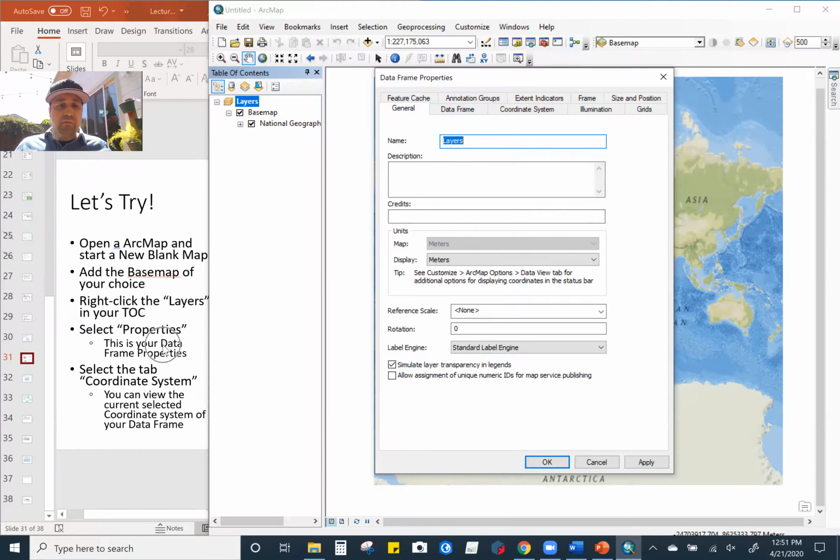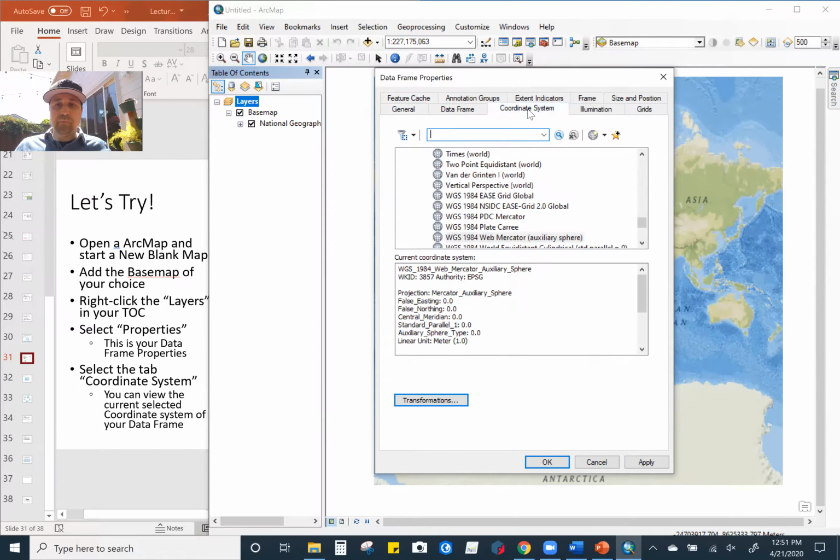And like I said, this is your data frame properties. So select the coordinate system tab down right here, and view the current selected coordinate system of your data frame, which is right here, called the Web Mercator sphere. So actually, it didn't come in as a latitude longitude. It actually is showing a projected coordinate system. Now, like I said, before we added the base map, it would have shown up latitude longitude.